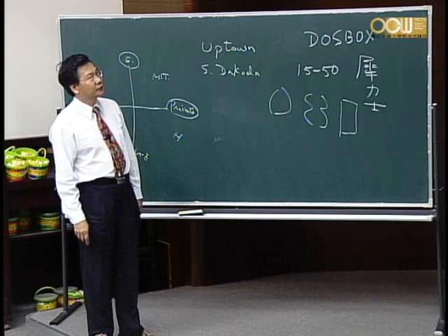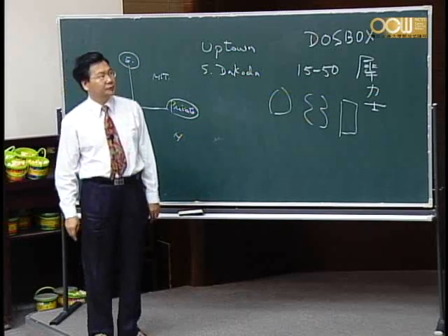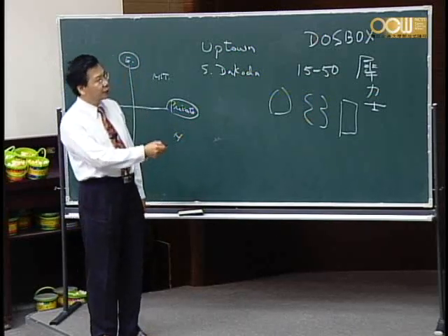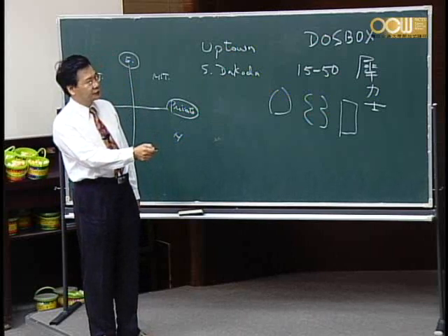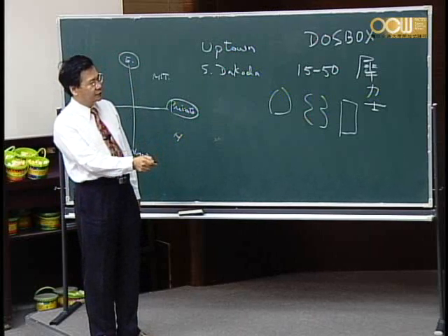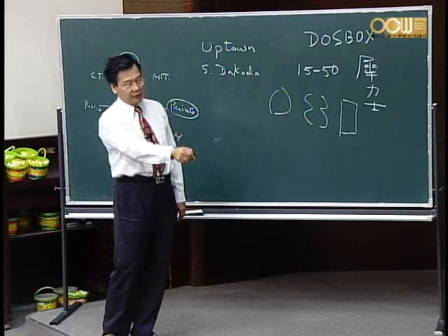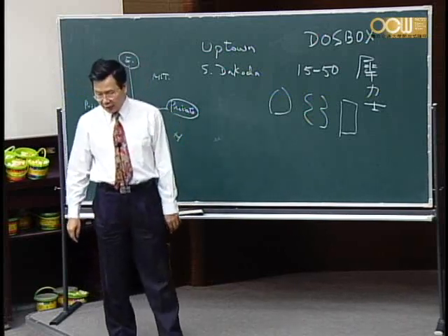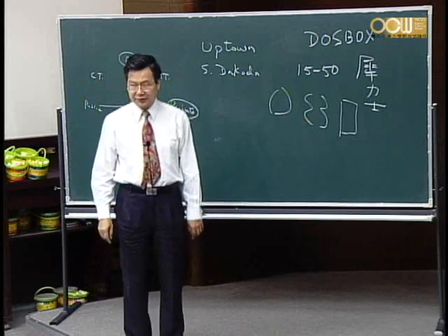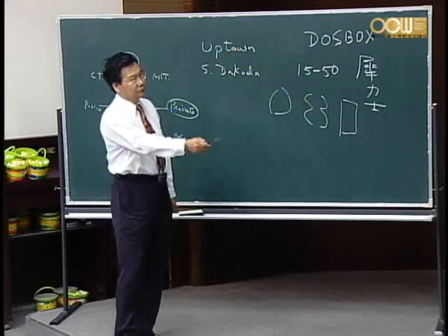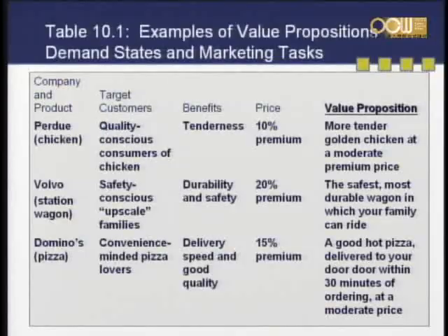And the book gives you a whole bunch of value propositions. Purdue chicken, for instance, is tenderness. Volvo is safety. Domino's is delivery speed. In general, they charge roughly 10 or 20% premium price. That's the idea of that. All right. So different brands have different positioning, and I think the underlying point is they provide different value propositions.